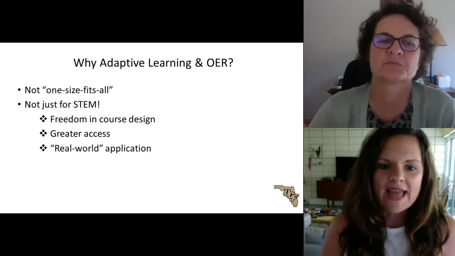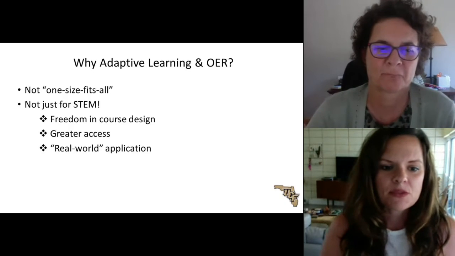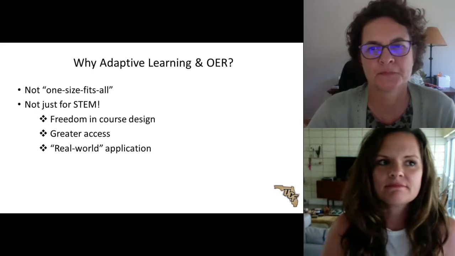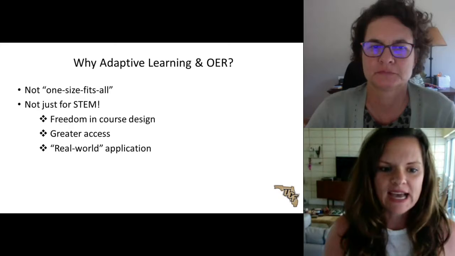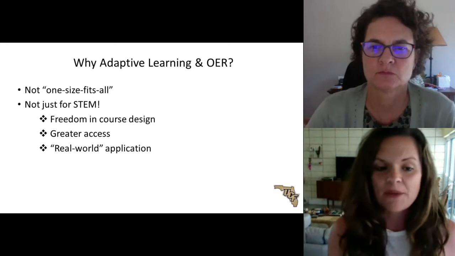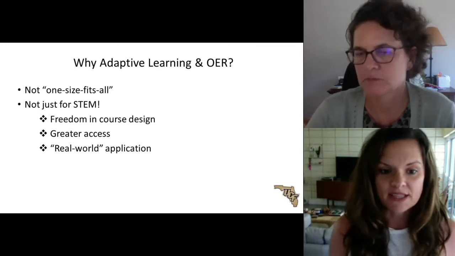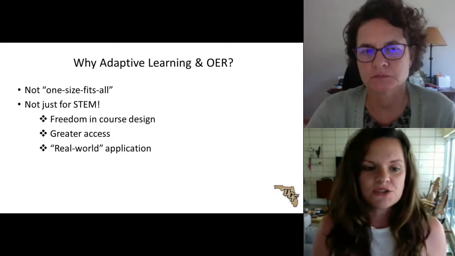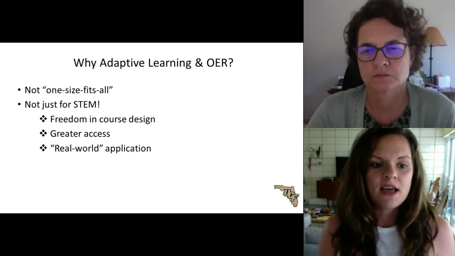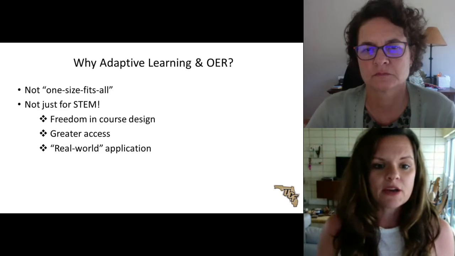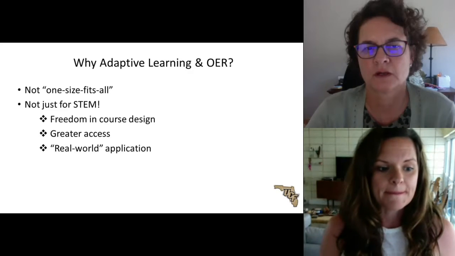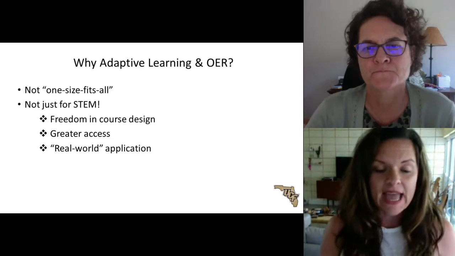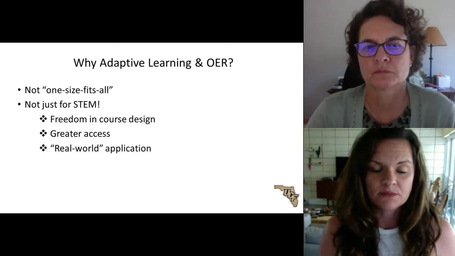So why adaptive learning in OER? We were seeing with the textbooks we were using that there was a one-size-kind-of-fits-all approach, and that was not what we were seeing with our students. We have a lot of non-traditional students. We have a lot of first-generation students. Just like UTEP, we're a Hispanic serving institution, and so we were looking for a way to serve our students more adequately and meet them where they are.